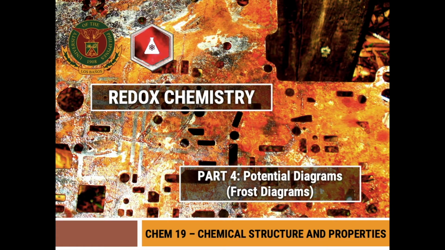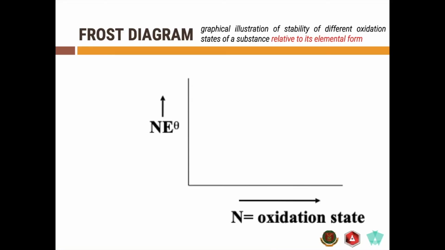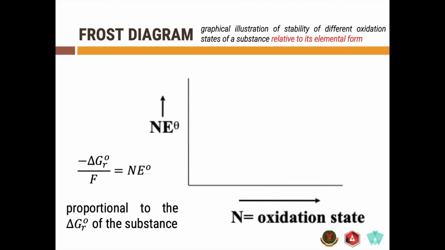Let's begin! A frost diagram basically is a plot of nE° against the oxidation state, and it graphically illustrates the relative stability of the different oxidation states of a given substance. This is relative to the elemental form of a given element.